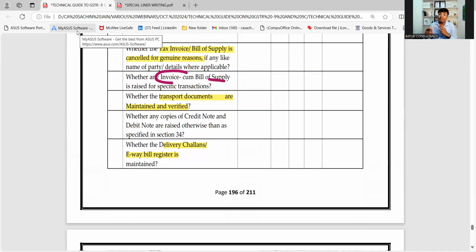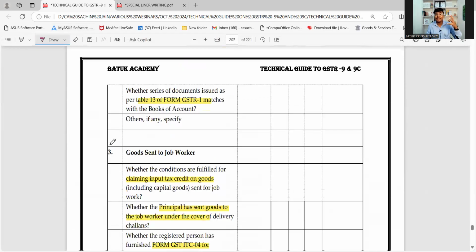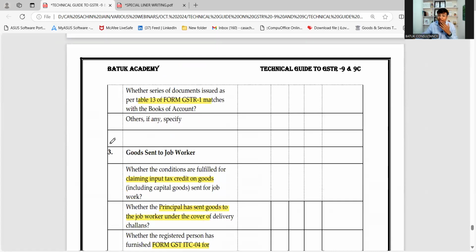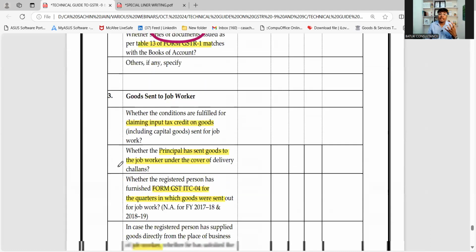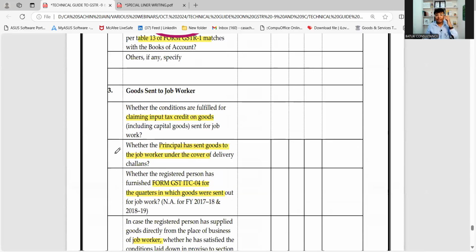Whether the delivery challan and e-way bill register has been maintained or not. कहीं ऐसा तो नहीं unnecessary e-way bill generate हो रहे हैं. Whether the series of documents has been maintained or not, and the same has been provided in the GSTR-1 return or not. If any goods are sent to the job worker place, in such a situation whether the ITC 04 has been filed or not.